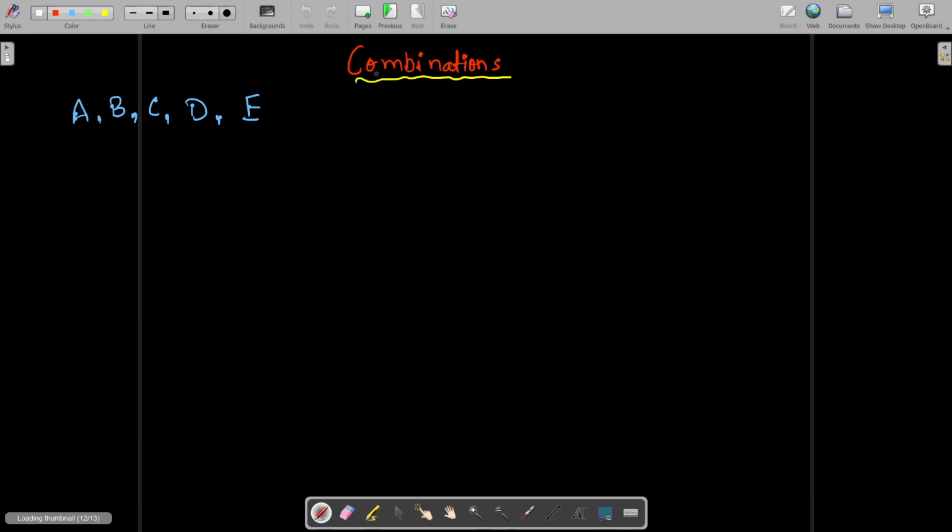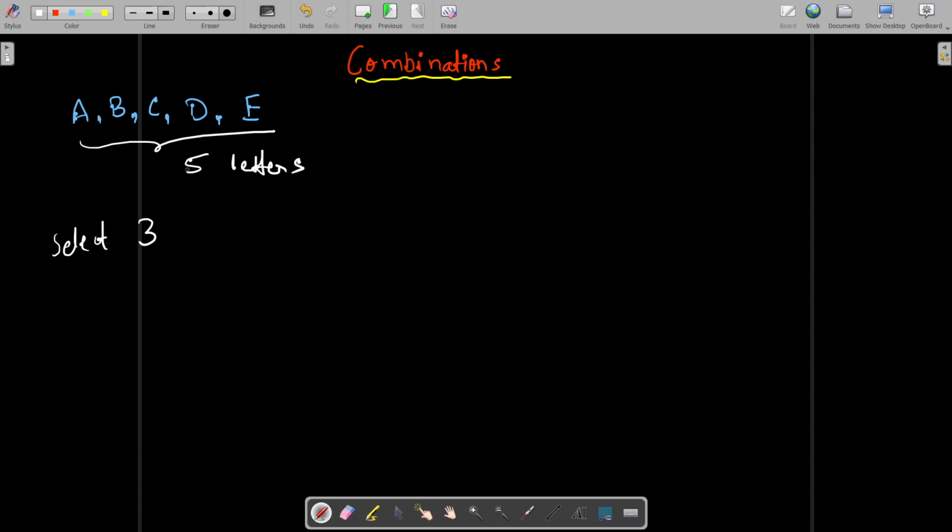Until now, we were given the objects, and we had to find possible ways of arranging those objects. But what if we have to select from particular objects, and then from those selected objects only we have to find the possible ways to arrange them? What does that mean? Let me explain. Let's say we have five objects, or five letters, and we are asked to select three.